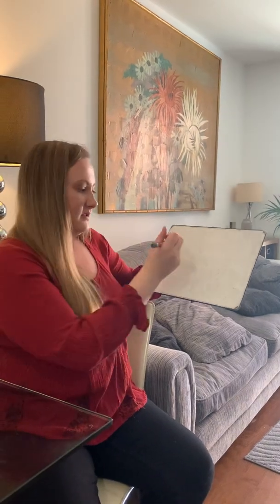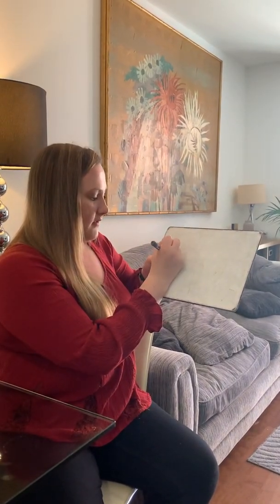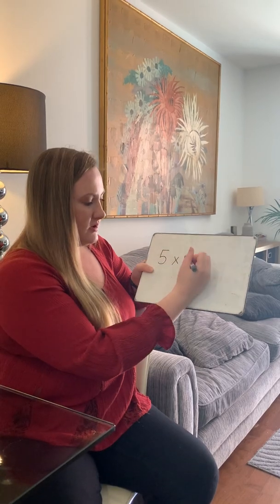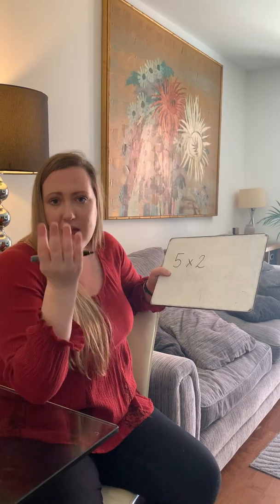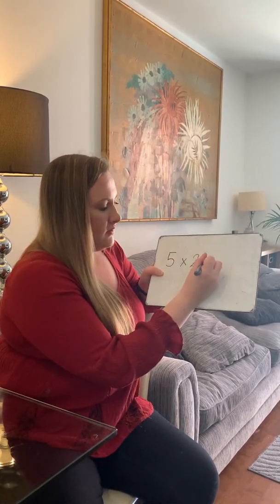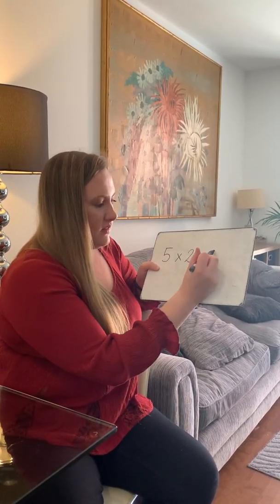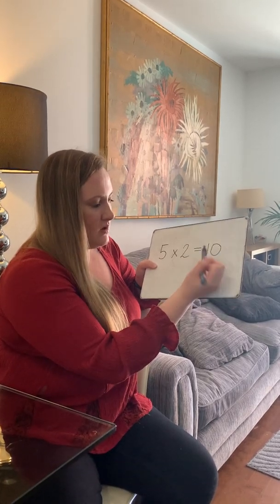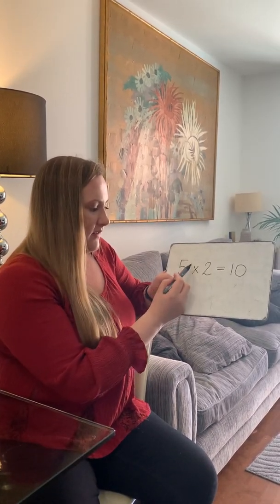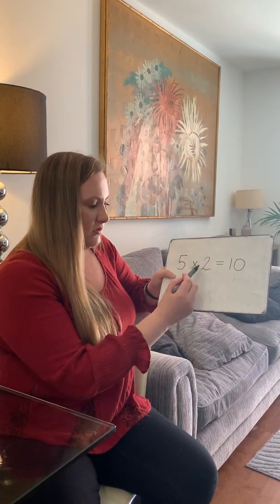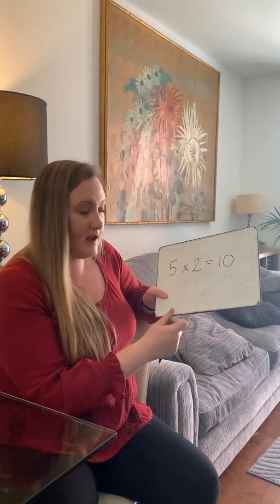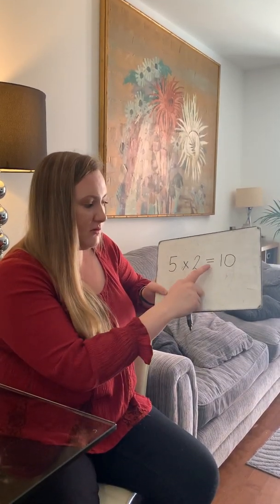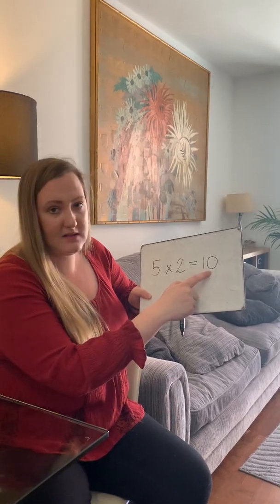Okay, so I had 5 friends and they each had 2. They could have 2 cakes, they could have 2 cubes, anything you like. All together, there is 10. So 5 friends each have 2. All together is 10. So another way to say this would be 5 times 2 is the same as 10. Okay, are you ready to do another one?